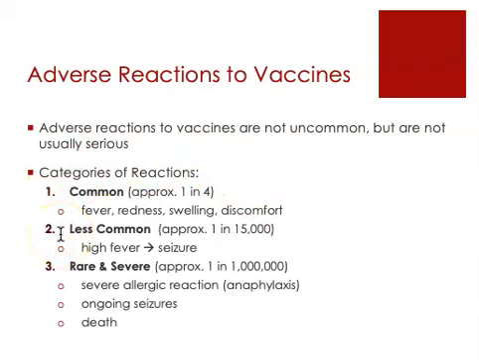Now, for the less common reactions, we're talking about 1 in about 15,000 vaccinations. Generally speaking, these are cases where the fever becomes high. And by high, I mean above 102 Fahrenheit. In some people, particularly young children, a high fever like that can trigger a seizure. Fever seizures, thank goodness, are not particularly dangerous. Most children will come out of a seizure very quickly. And once they have recovered from whatever brought on the high fever, they will not have another seizure.